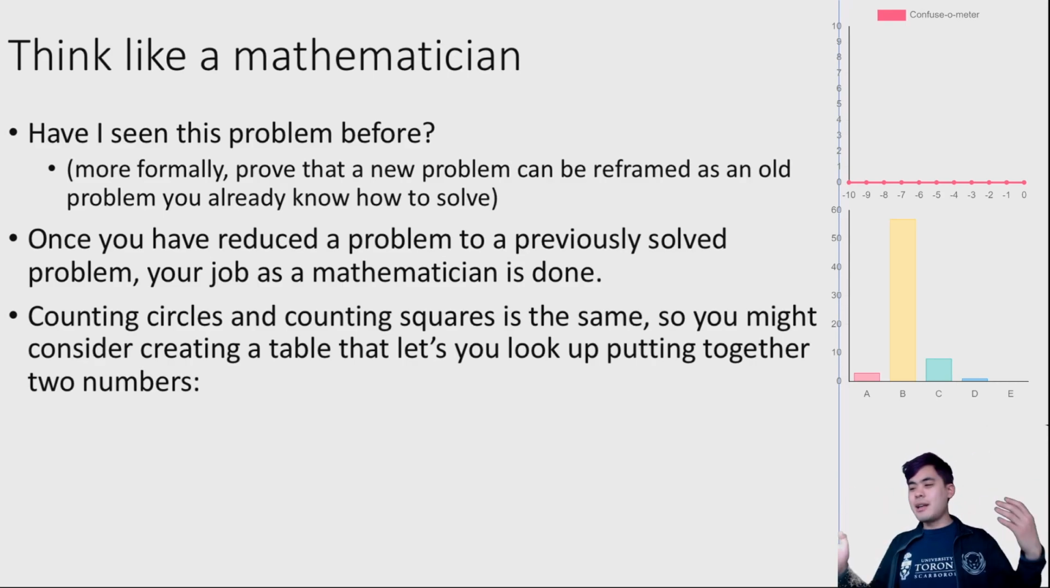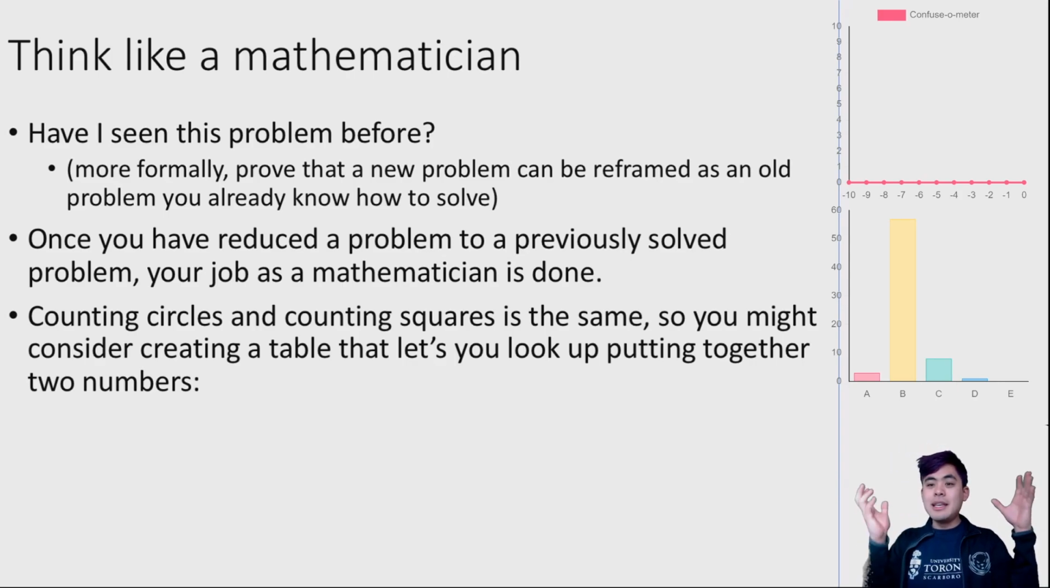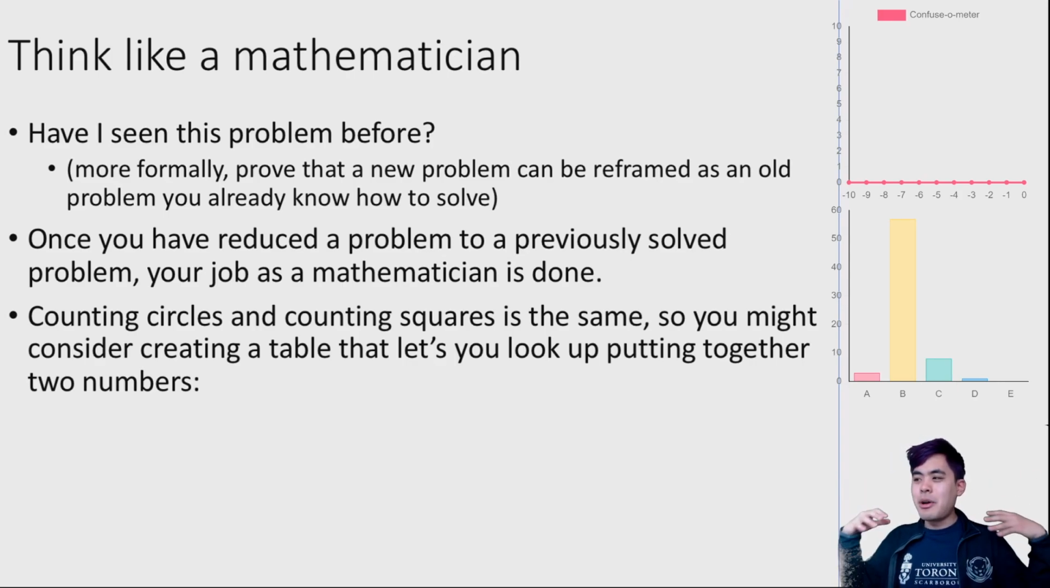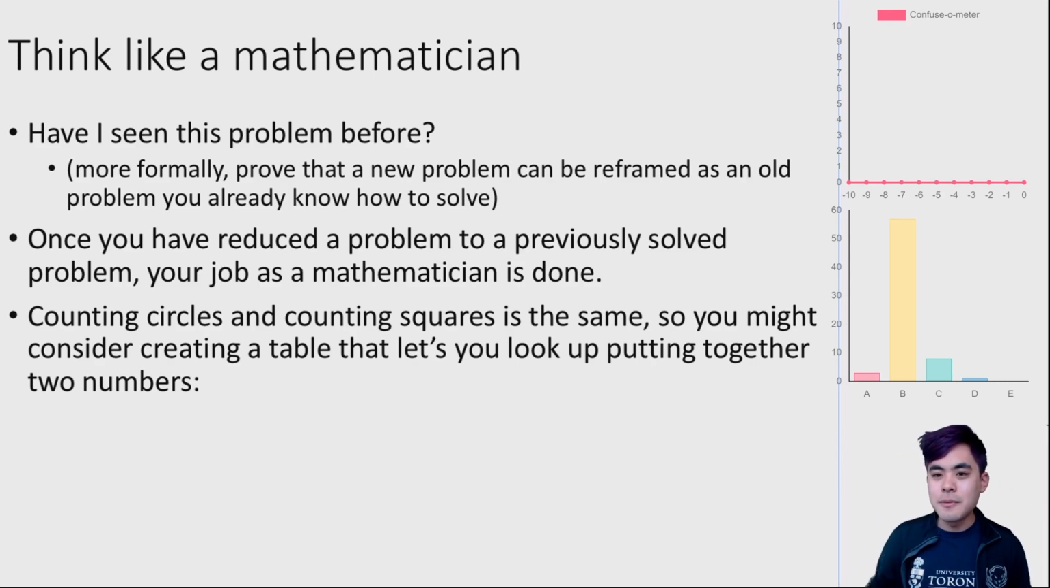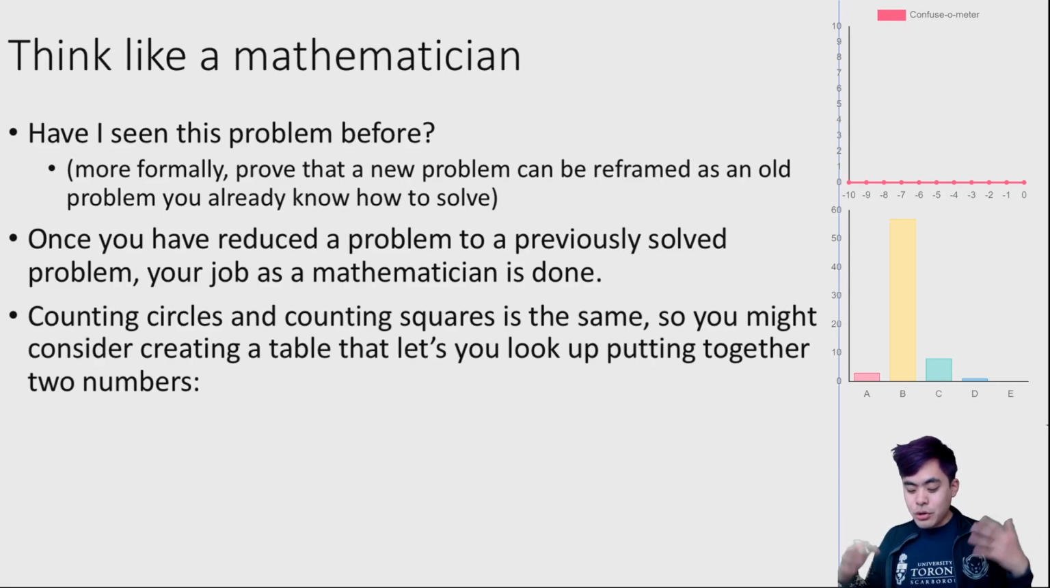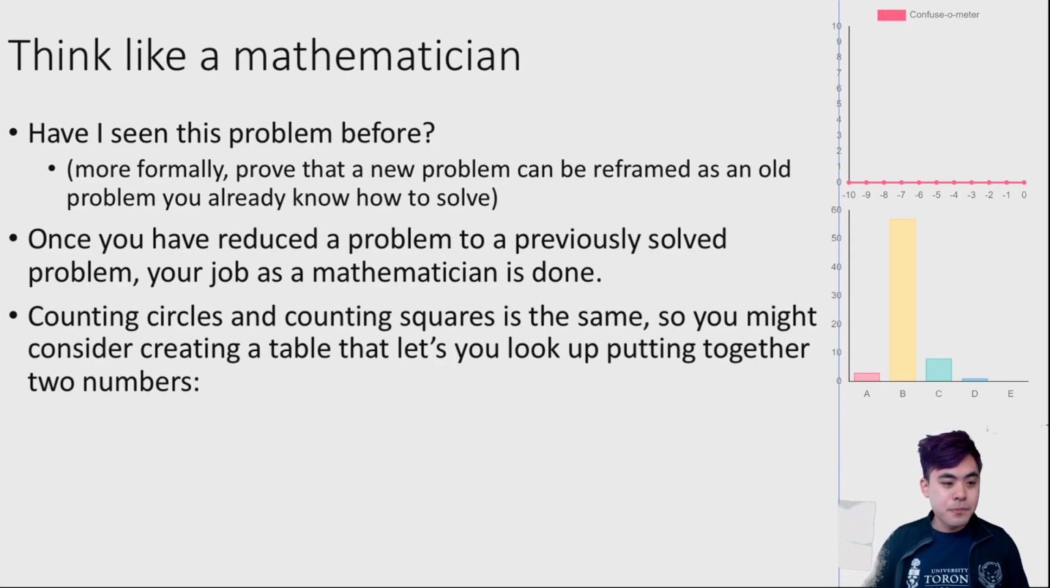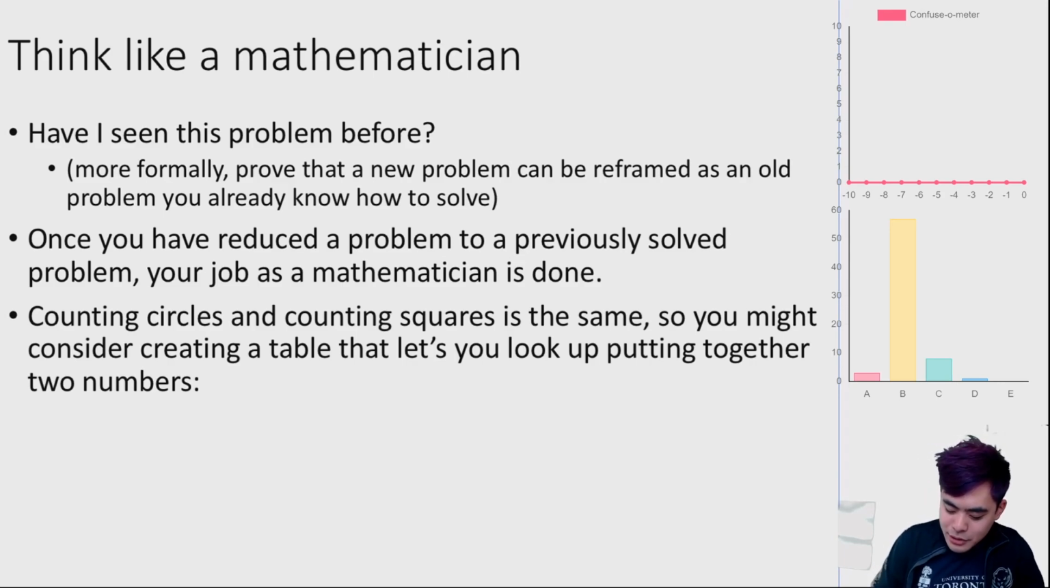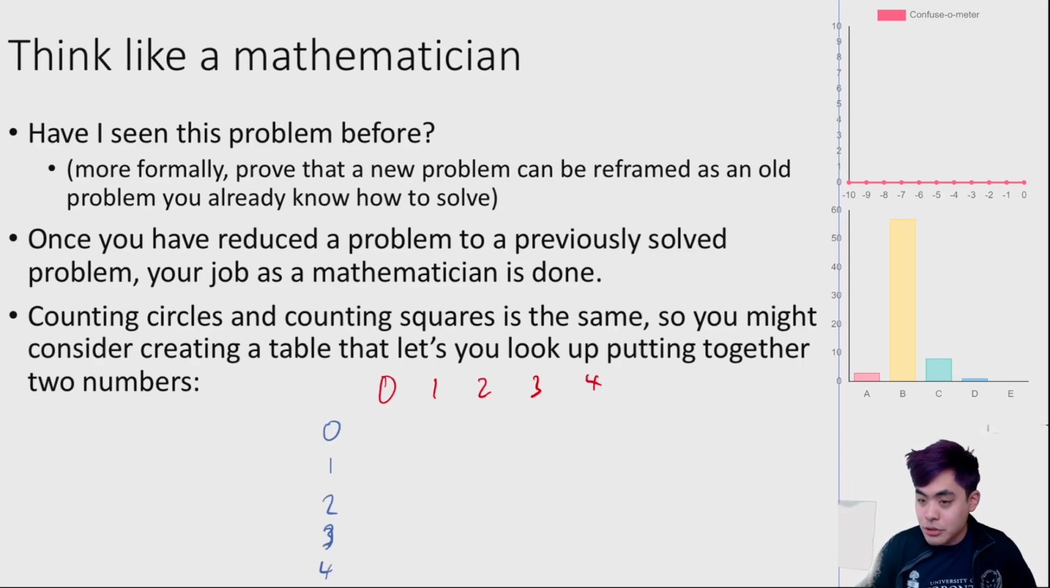Well, maybe you might have the idea that counting any set of objects is the same. So somehow counting is abstracted away from what it is you're counting. And then once you do that, you might consider creating a table that lets you look up putting together two numbers, so you don't have to count 1, 2, 3, 4, 5, 6, 7, 8 each time. And that's something we can do. So I'm going to go ahead and put 0 in there. So if you have one group that's 0, 1, 2, 3, 4, and you have another group that's 0, 1, 2, 3, 4, you can add them together. And so this gives you your addition tables.